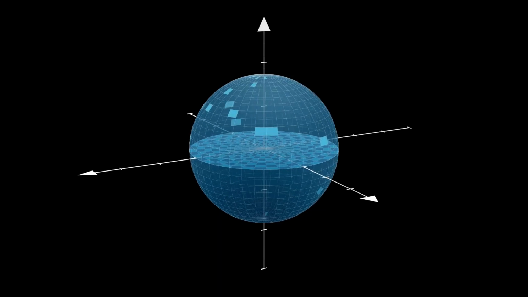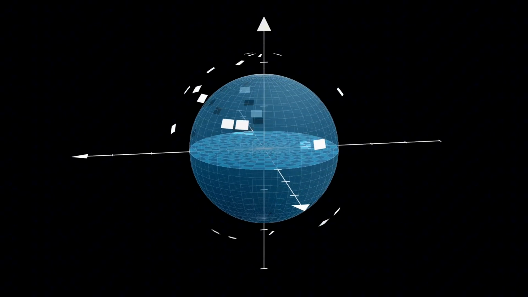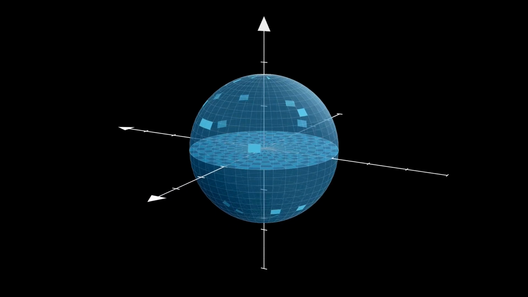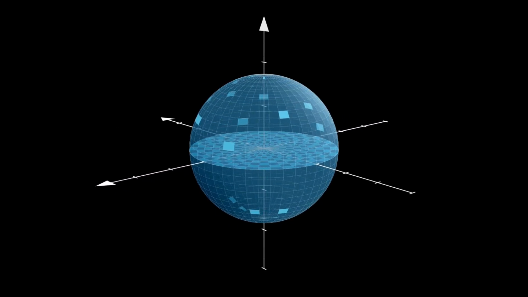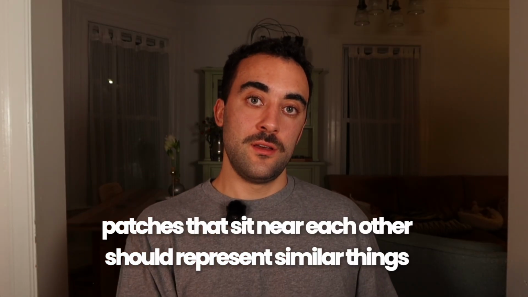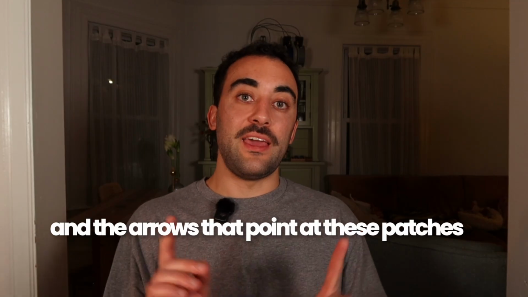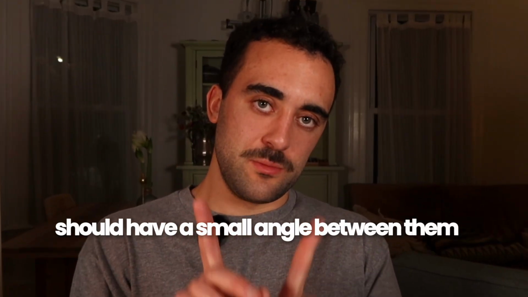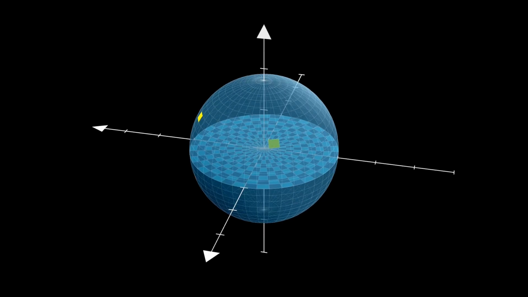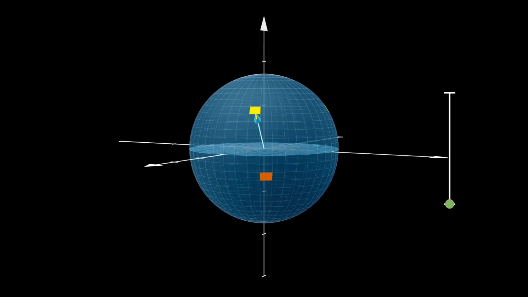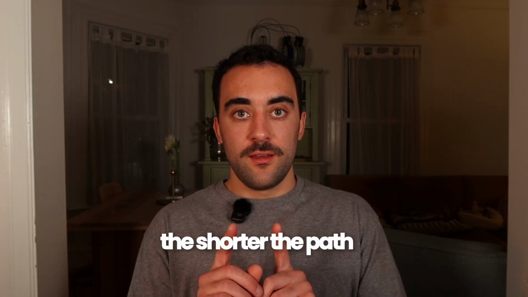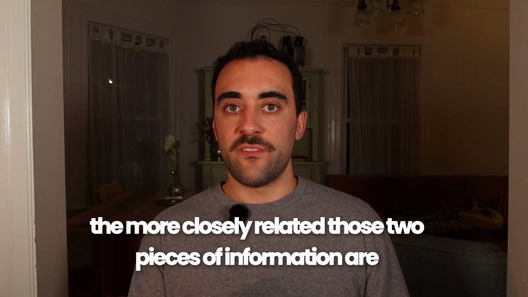Each small patch on this sphere represents an individual piece of information, like a conversation, a document, an FAQ, or a review. Some patches naturally cluster together, while others drift further apart. Patches that sit near each other should represent similar things, and the arrows that point at these patches should have a small angle between them. Now pick any 2 points on the sphere. There's a shortest path that you can trace on the surface between the 2 points. The shorter the path, the more closely related those 2 pieces of information are.